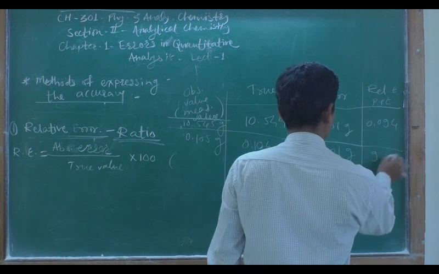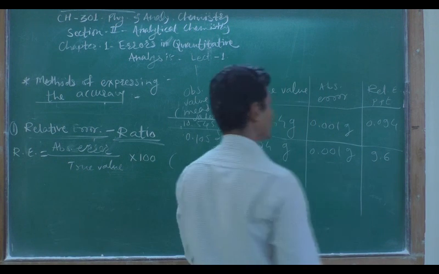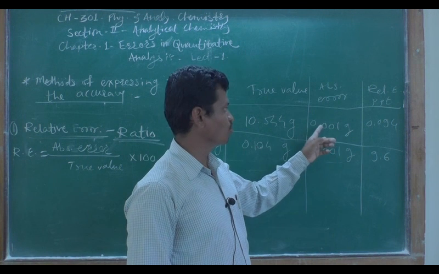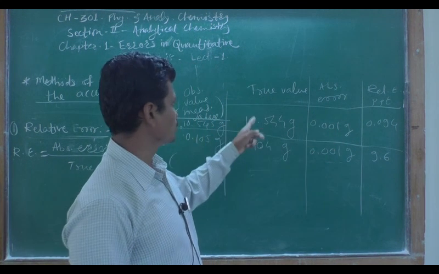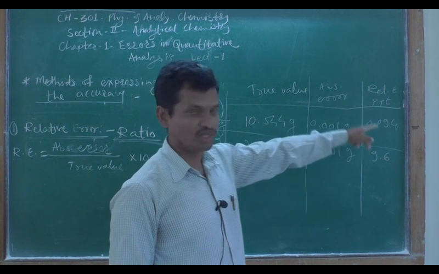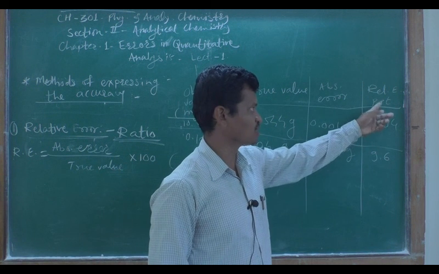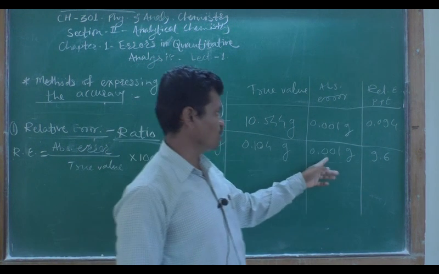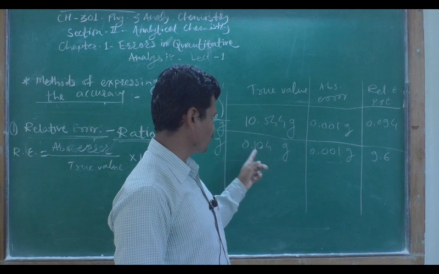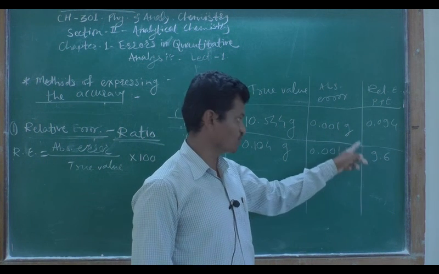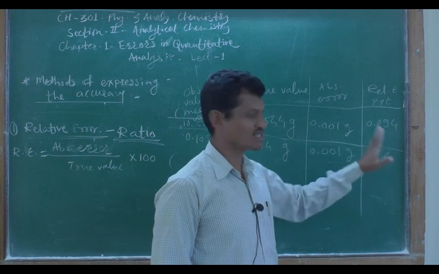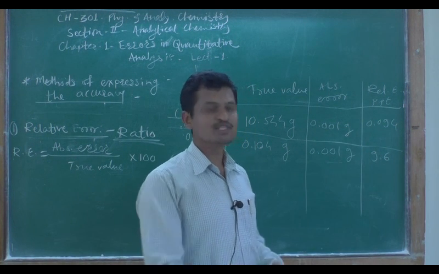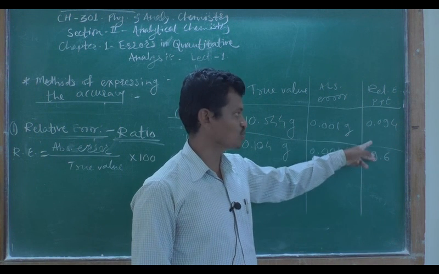If we do the calculation using a calculator, 0.001 divided by the true value 10.544 into 1000, because we are expressing it in parts per thousand, we get 0.094. And for 0.001 divided by 0.104, into 1000, we get 9.6. So these two figures indicate the difference between the relative errors of these two experiments.